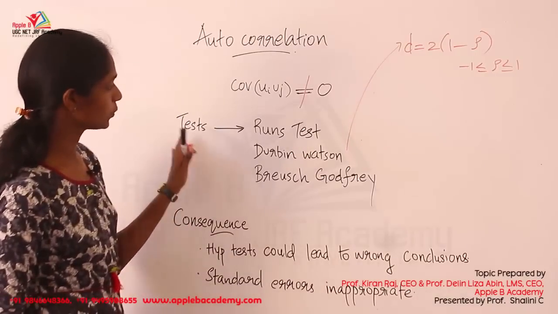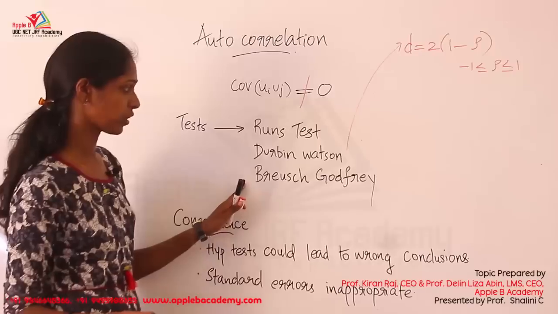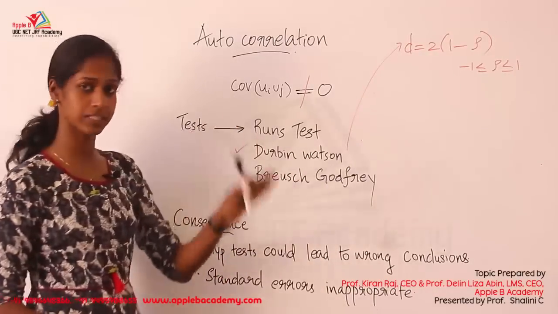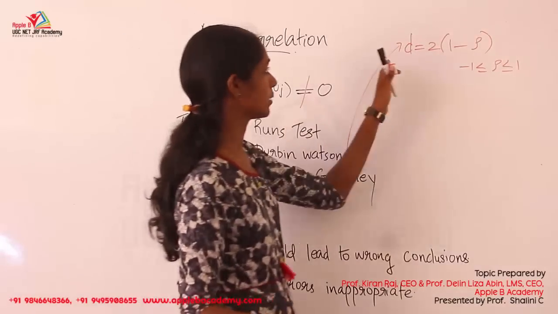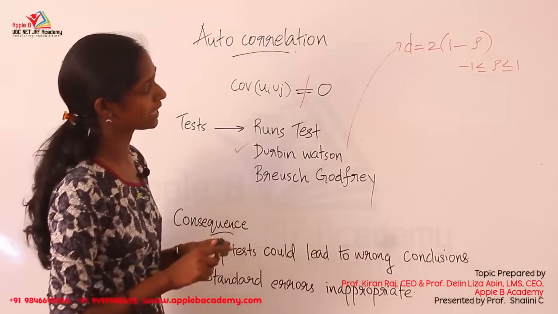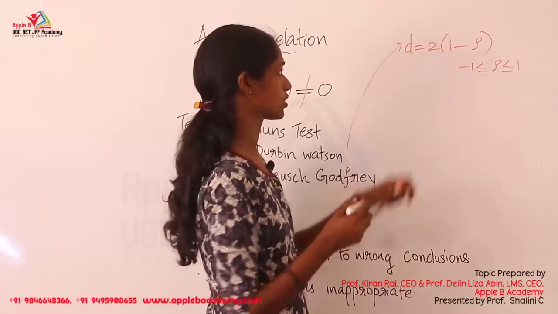So the tests used to detect autocorrelation are Runs test, Durbin-Watson and Breusch-Godfrey. Of these, Durbin-Watson is the most commonly used test, and questions are also most commonly asked based on the Durbin-Watson test. The formula for Durbin-Watson is D is equal to 2 into 1 minus rho, where rho lies between minus 1 and plus 1. So rho is nothing but the correlation coefficient.